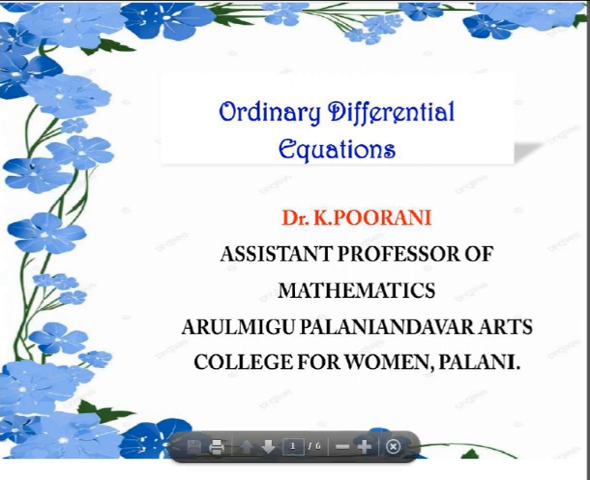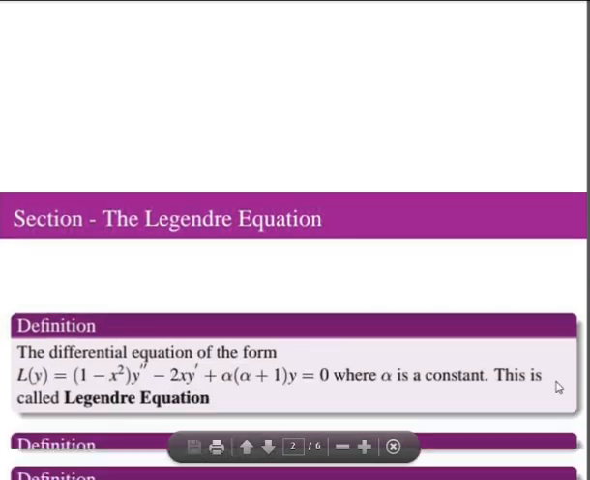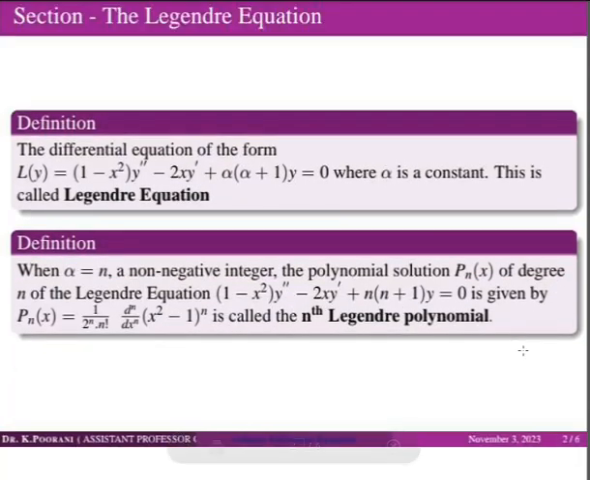Let us discuss Legendre equation related problems in ordinary differential equations. Before we go to the problem, see what a Legendre equation is. The differential equation of the form (1 minus x square) y double dash minus 2x y dash plus alpha into (alpha plus 1) y equal to 0, where alpha is a constant, is called the Legendre equation.